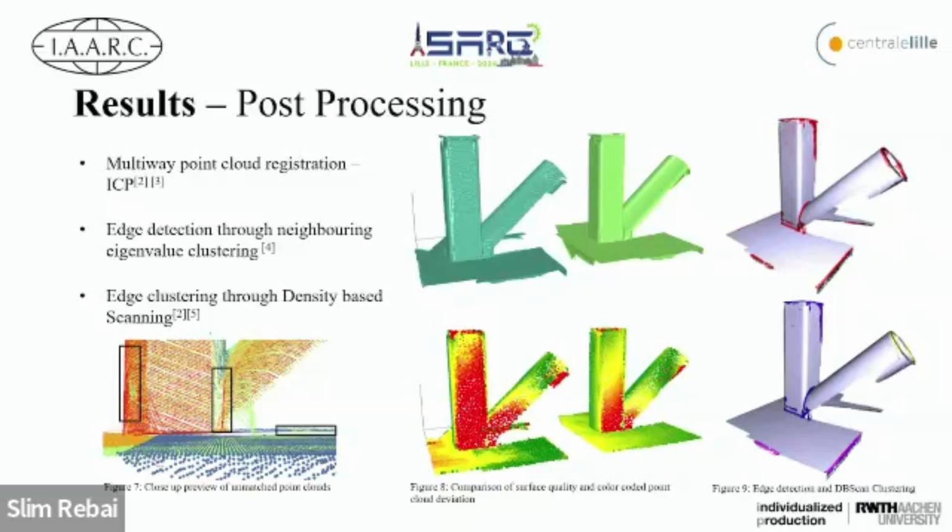On the right, you can see that when it is registered, the deviation is slightly lower. The reason we probably still have the deviation is that since each point cloud is registered to the first point cloud, you can't ensure that the first point cloud is relative to the base of the correct position. But still, we have seen that this small deviation is workable. And as you can see from the point cloud, we have detected the edges using neighboring eigenvalue clustering, and at the end, using a density-based clustering algorithm, we were able to detect the edges.